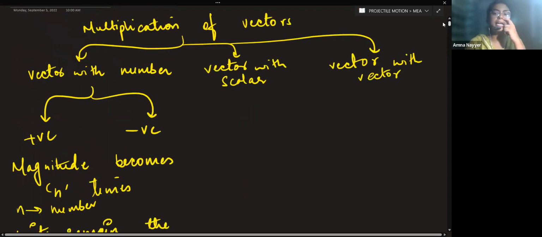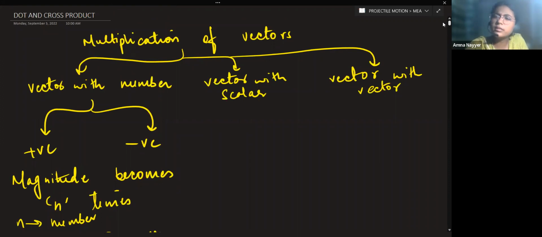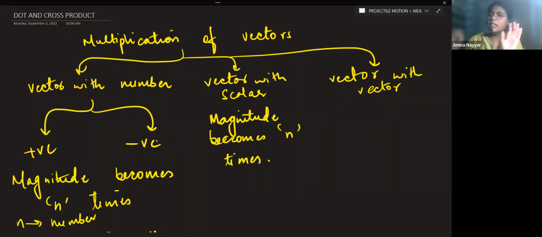Then what was there? The second heading included vector with a scalar. If you have a scalar quantity you are multiplying, so this is exactly the same as a vector with a number. For example, here also the magnitude becomes n times, the unit remains the same. Here the magnitude becomes n times. Why? Because n here is a scalar. Now what is happening? N is a scalar for you. So here n is a random number only.